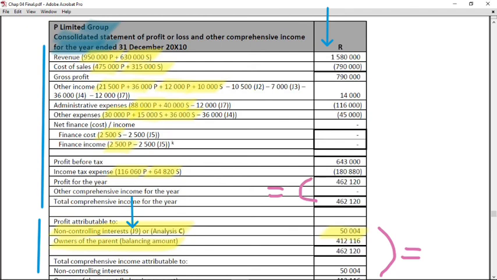So what I want you to focus on when you look at the consolidated SPLOCI is that you start with your trial balance amounts grouped according to function. You start with 100% P plus 100% S, and then you have to be able to adjust the individual line items with the effect of the consolidation journal entries. And then a very important part of this consolidated SPLOCI is this bottom section where we attribute the profit to my NCI and the owners of the parent.